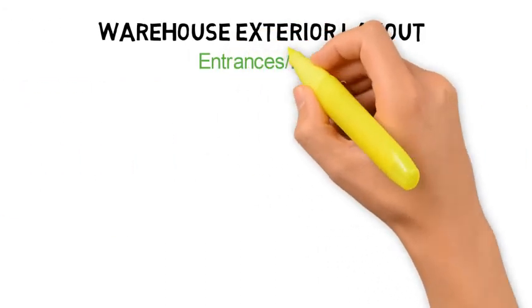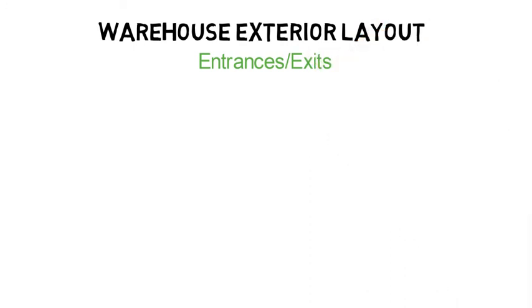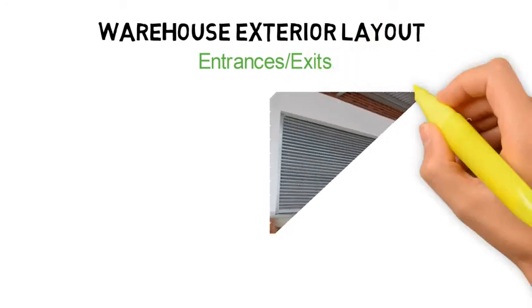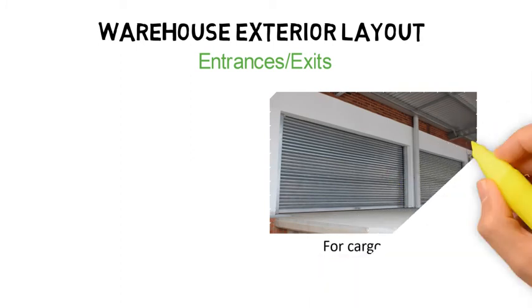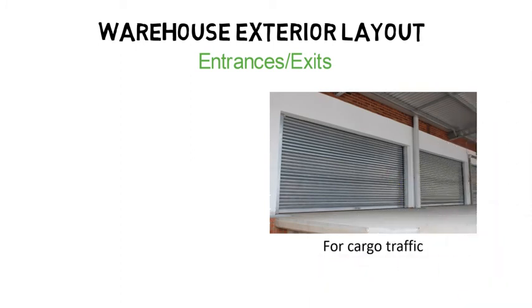In addition to the internal space layout, it is also important to design a warehouse external layout well. One of the key aspects is the entrances and exits. There needs to be entrances for cargo traffic, usually in the form of roller shutter doors which open out into the loading bay. The size of these doors and the number required depend on the type and volume of cargo and the type of MHE used.